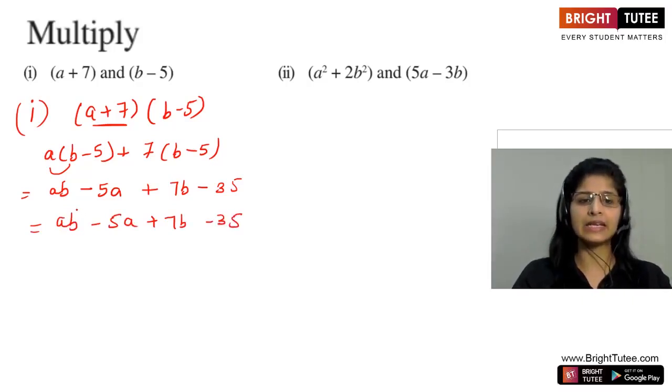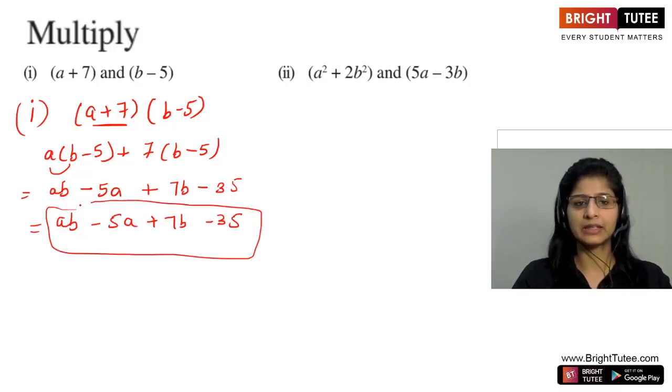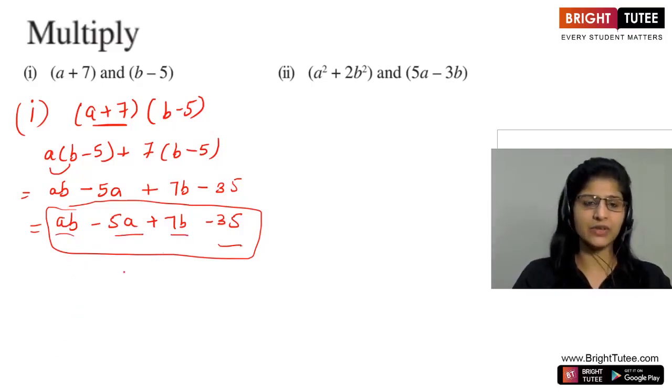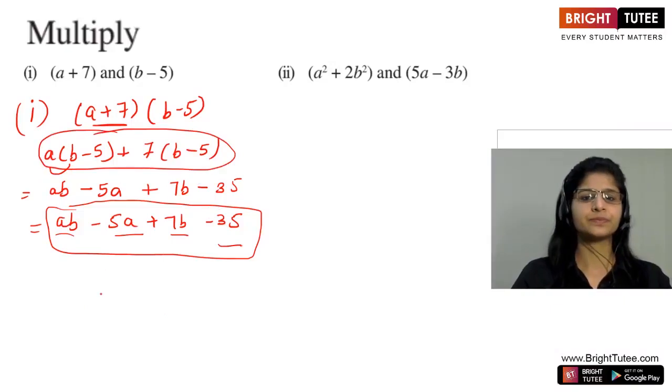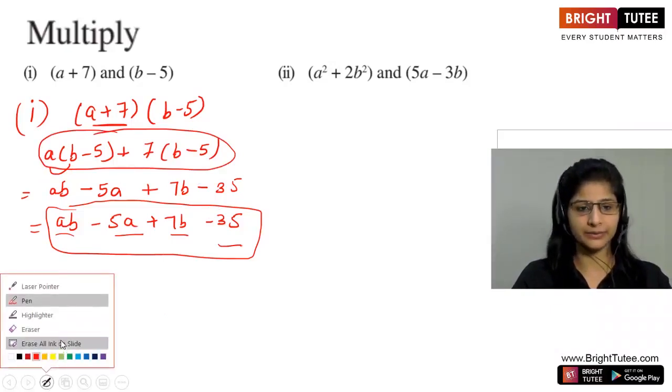So we get ab minus 5a plus 7b minus 35. So is there any term that we can combine? No. All of them are unlike terms. One is a constant term, one is having b, one is having just a, and one is having both a and b. So no terms can be combined here. Is that clear? Let us try the second one. For those who are finding it difficult, you can write it first like this. Okay.